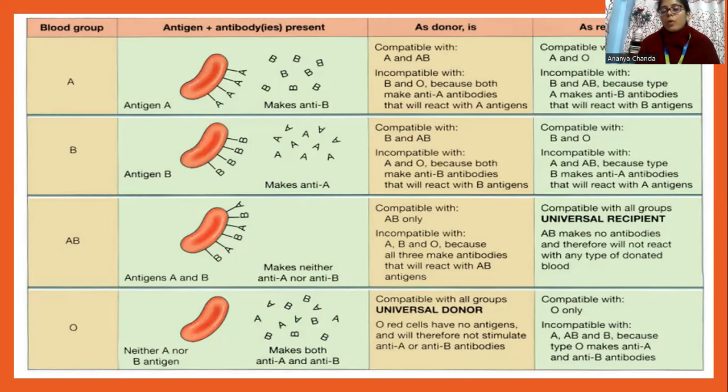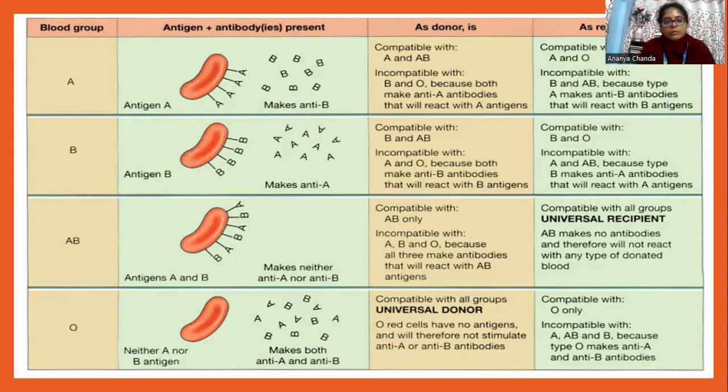And from whom can it take the blood? It is the universal recipient, compatible with all groups. AB makes no antibodies, so it can receive from any blood group type. If A blood group type gives blood to AB, it will not react, because an AB person never makes any antibodies. Similarly, if B and O give blood to the AB type, it will not react, as there is no antibody production in an AB blood group person.